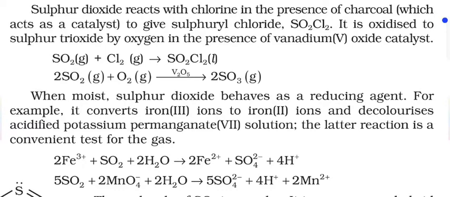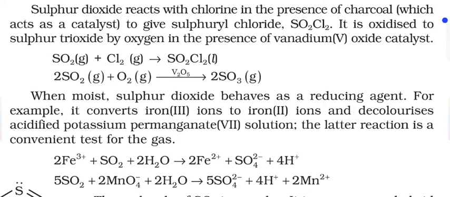It is oxidized to sulfur trioxide by oxygen in presence of vanadium oxide. So SO2 with Cl2 gives SO2Cl2, and SO2 with O2 in presence of V2O5 produces SO3. When moist, sulfur dioxide behaves as a reducing agent. For example, it converts iron 3 into iron 2 ions and decolorizes acidified potassium permanganate. The latter reaction is a convenient test for the gas.